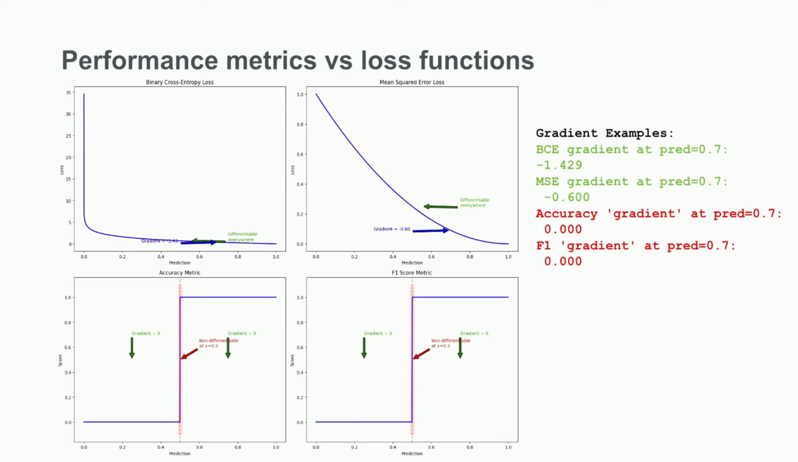The evaluation really needs some interpretable numbers. That's why we have this 0.7 accuracy or 10 out of 10 accuracy. But training really needs to use a differentiable function like binary cross-entropy or the mean square error.